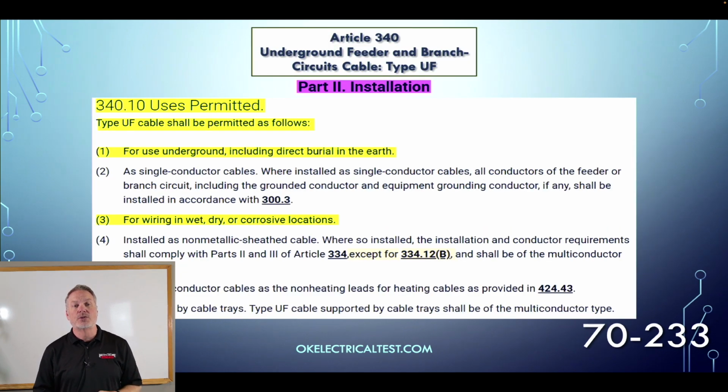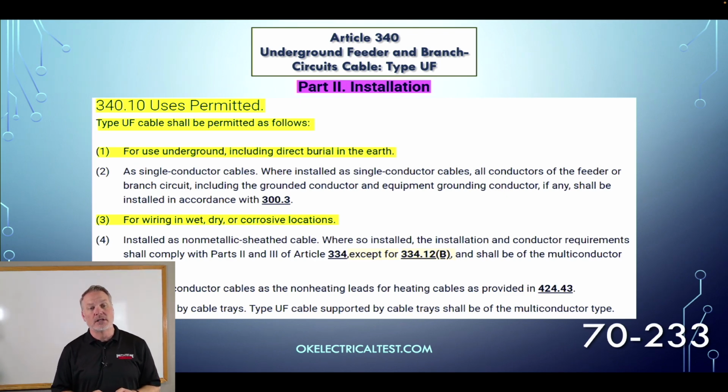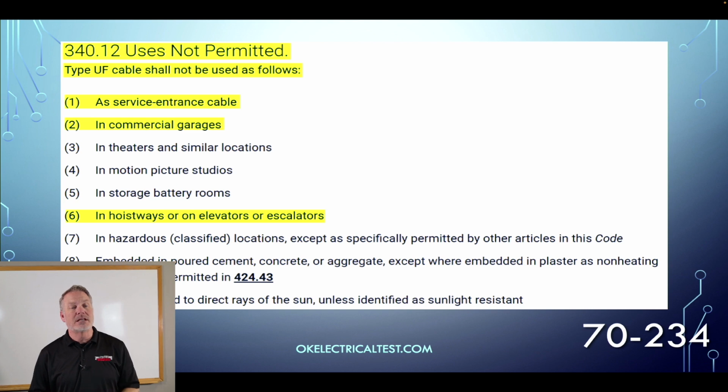Let's move on to Article 340. Article 340 is underground feeder cable type UF. Type UF cable shall be permitted as follows. Number one, for use underground, including direct burial in the earth. And then number three, for wiring in wet, dry, or corrosive conditions. So again, I can use that underground, including direct burial, and also for wet, dry, or corrosive conditions, type UF cable.